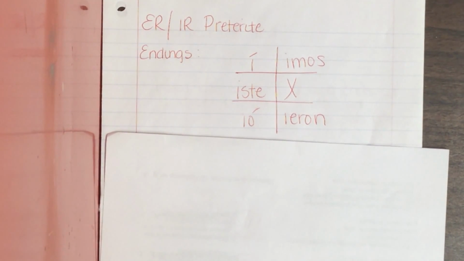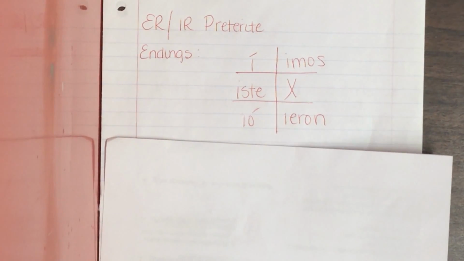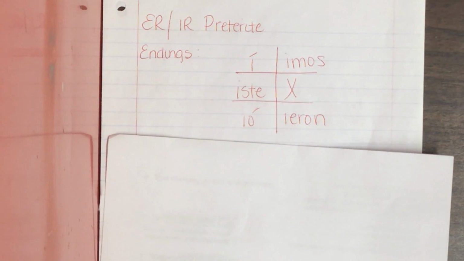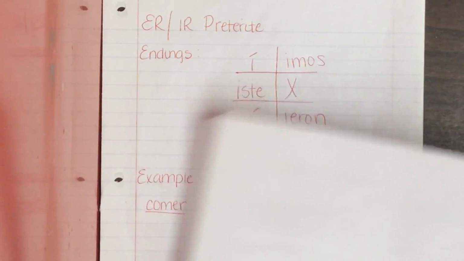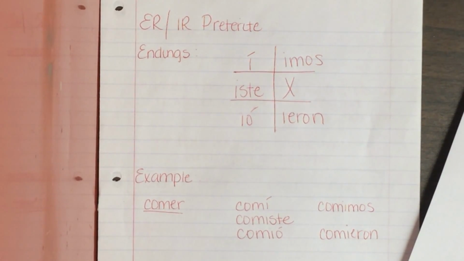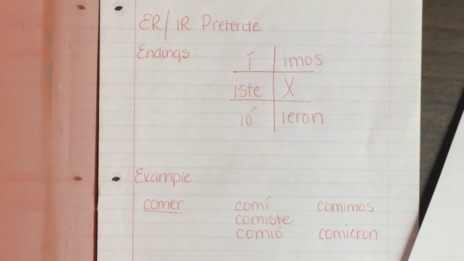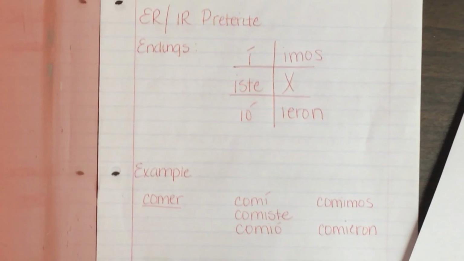Notice your accents are over your yo form and your él, ella, and usted form. Okay? So for example, here's our first example, comer. It's comí, comiste, comió, comimos, and comieron. I'd like you to go ahead and on your own, please practice with abrir.